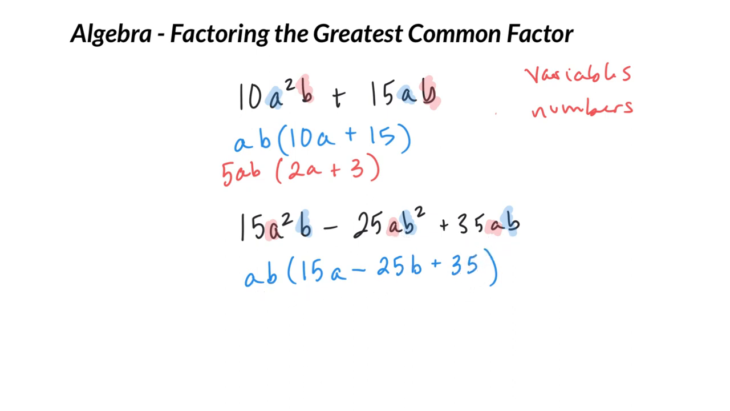And now we look for the numbers. Well, 15, 25, and 35 are all divisible by 5. 15 divided by 5, 25 divided by 5, and 35 divided by 5. And there is my factored form.